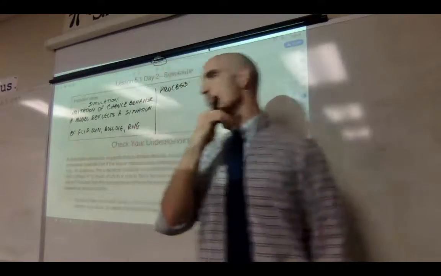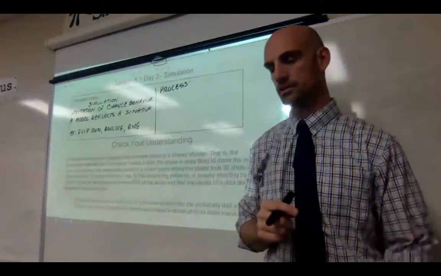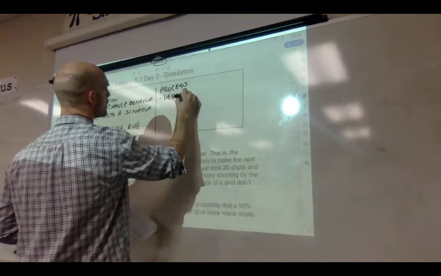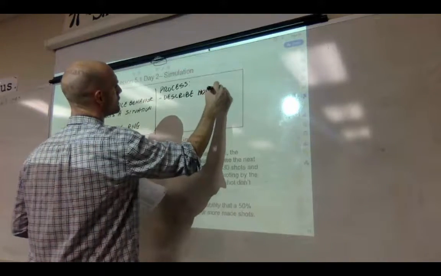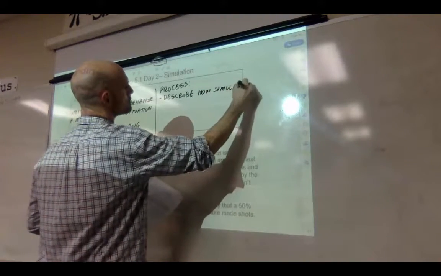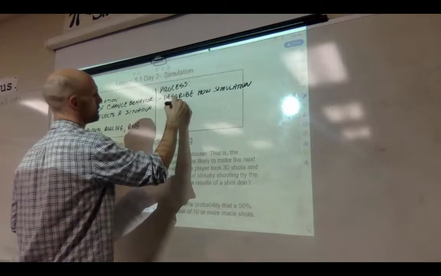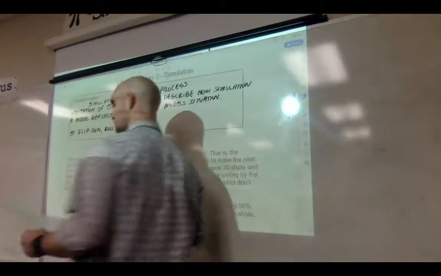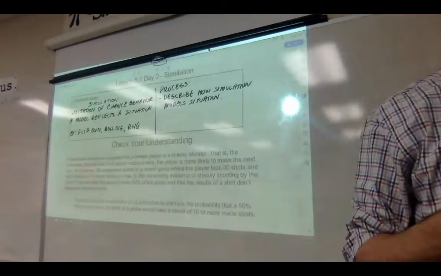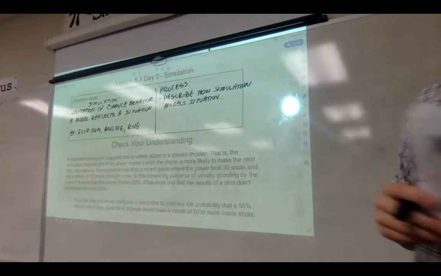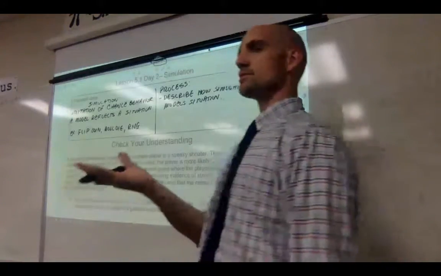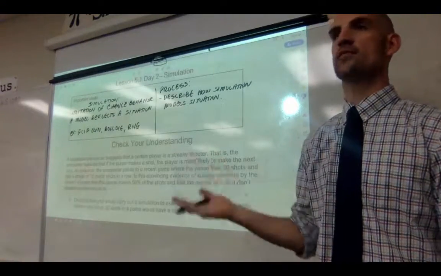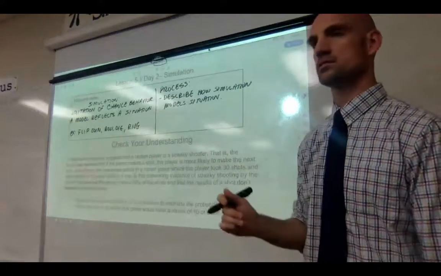Here's the process by which you use a simulation to model a situation. First, you need to describe how the simulation models the situation. So in the case of the soda contest, we said, well, if there's a 1 in 6 chance of winning, we assign one of the sides to be a win, the others to be losses.